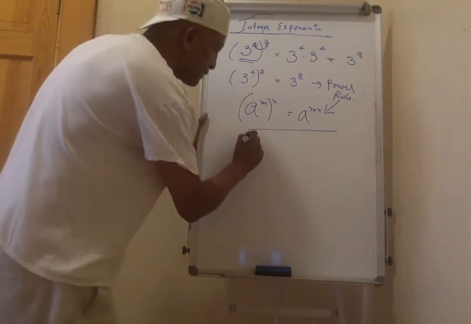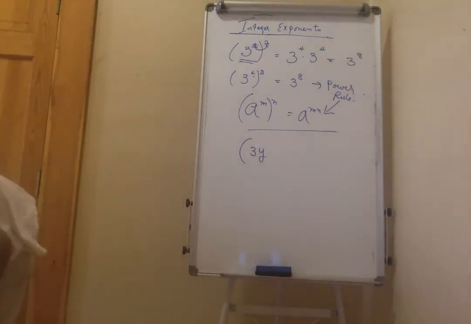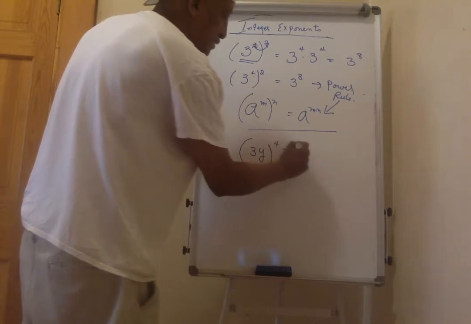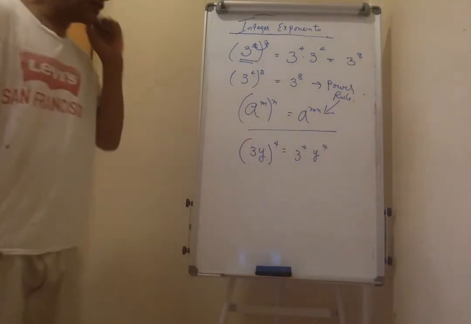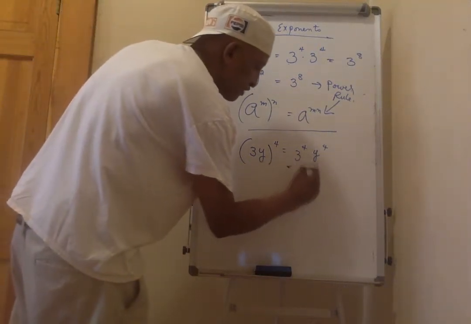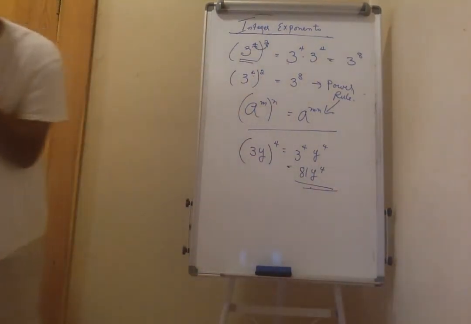Suppose you have this. This is the same as saying 3 to the 4th, y to the 4th. And 3 to the 4th, if you do your calculation, becomes 81 y to the 4th, and then we're done.